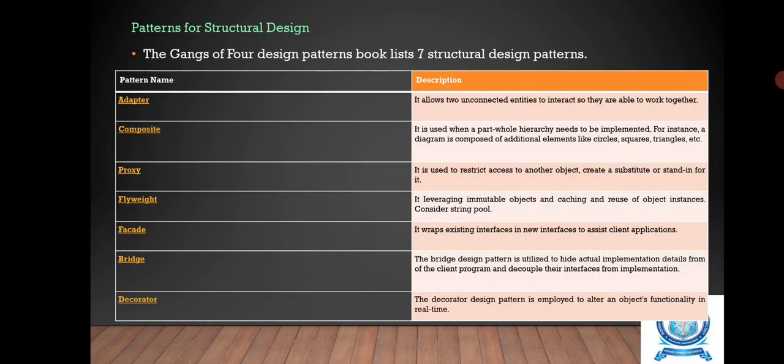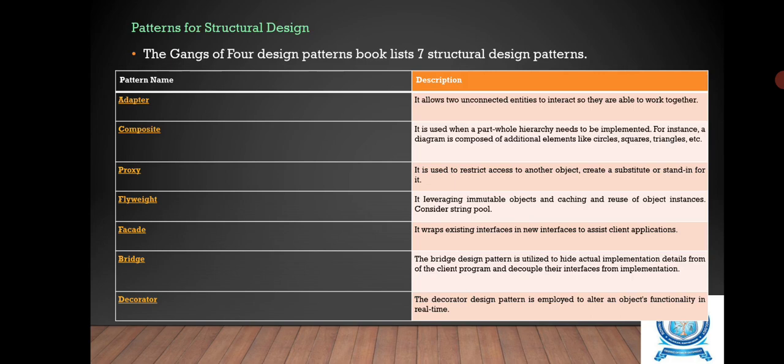Now let us see the patterns for structural design. The Gang of 4 design patterns book lists 7 structural design patterns. They are adapter, composite, proxy, flyweight, facade, bridge, and decorator. Each one is explained as follows. Adapter allows two unconnected entities to interact so that they are able to work together. Composite is used when a part-whole hierarchy needs to be implemented.